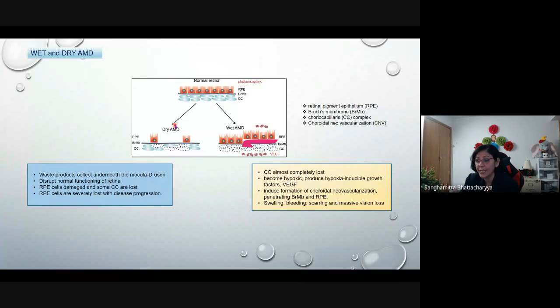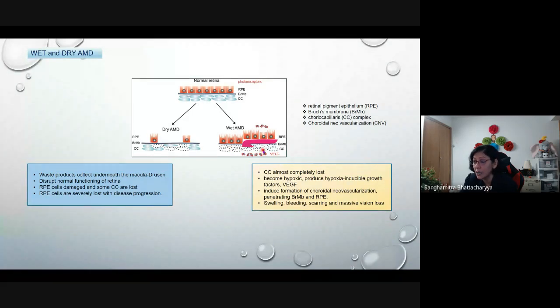What happens in dry AMD is there are waste products that collect beneath the macula, and they are referred to as drusen. The RPE cells are progressively lost. You see, there are gaps in between, and with disease progression this loss is more severe, and some of the RPE cells may be damaged, and the choriocapillaries, these black dots here, are almost lost and degenerated. Moving over to wet AMD, you see the choriocapillaries are not there anymore. These blue colored cells, you see it's all degenerated.